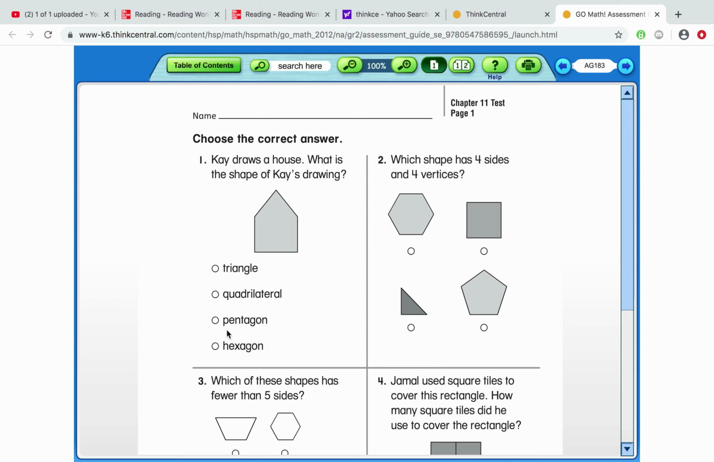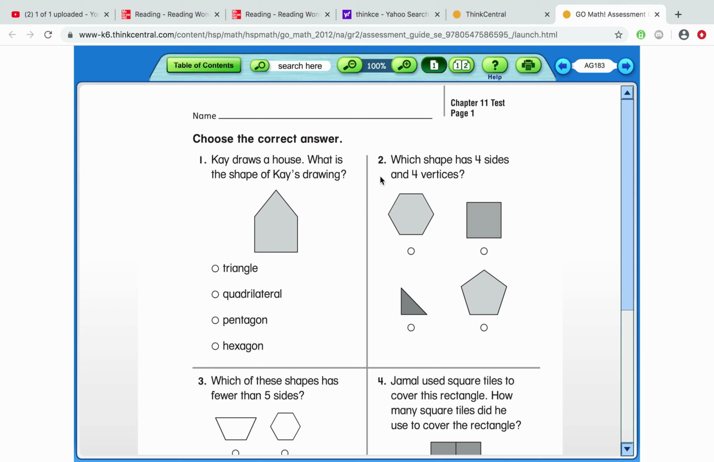If you chose pentagon, you are correct. Penta means 5. So a 5-sided shape looks just like this house. It can look differently as well, but as long as it's got 5 sides, it is a pentagon.